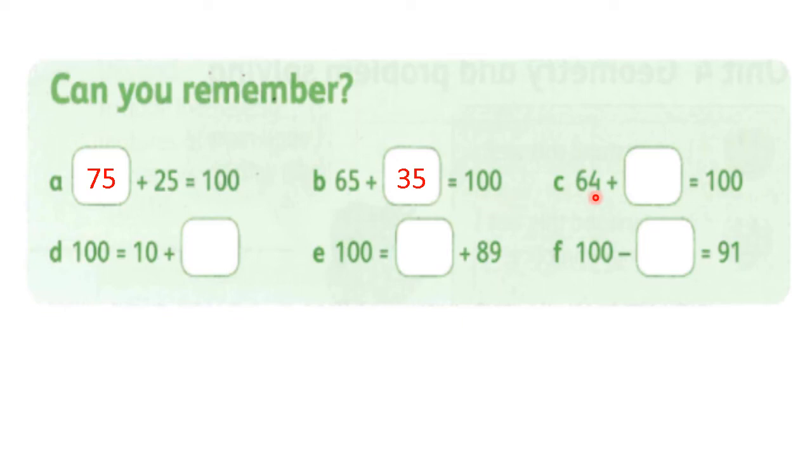64 is 1 less than 65. So, the number we add to 64 will be 1 more than 35, which is 36. 64 plus 36 equals 100.